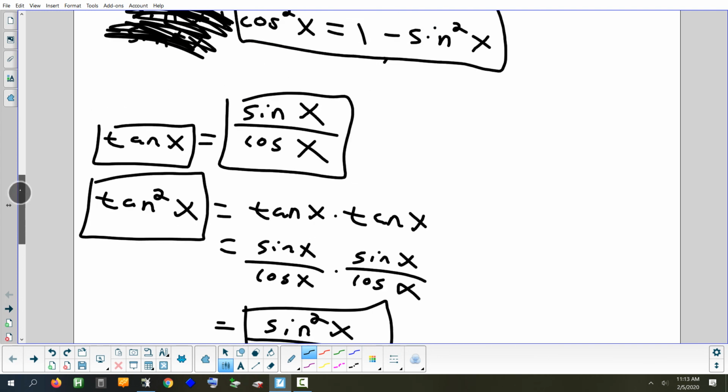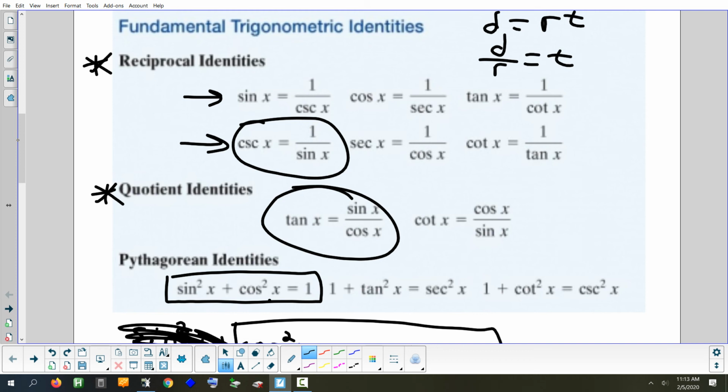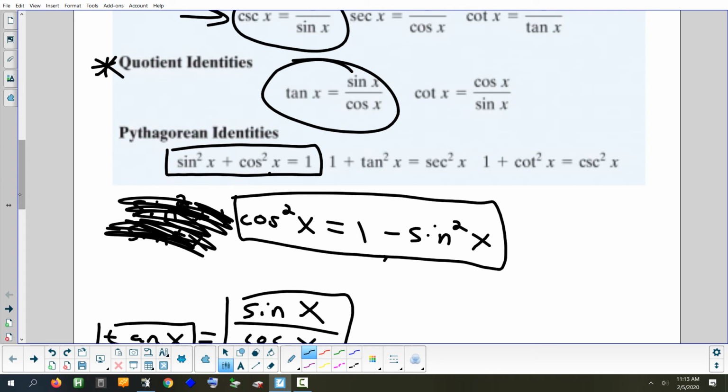So the 2 that I put asterisks next to, those you can use with higher powers. The Pythagorean ones you cannot. You can rearrange them, but you cannot use them with higher powers. Okay? Those are pretty much what they are.